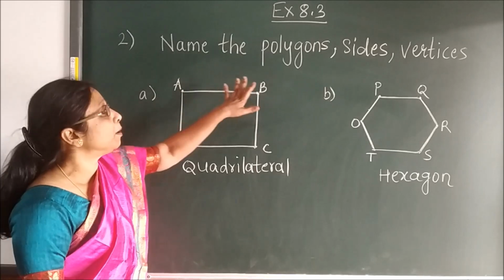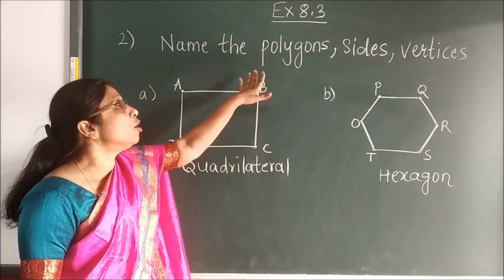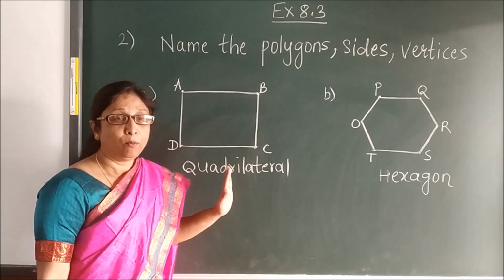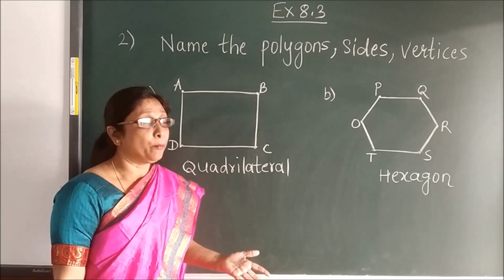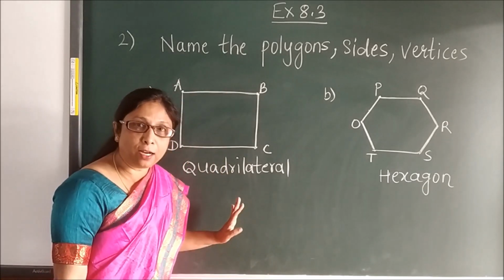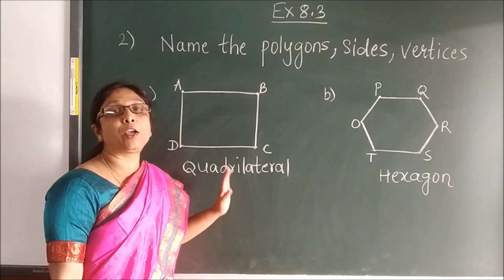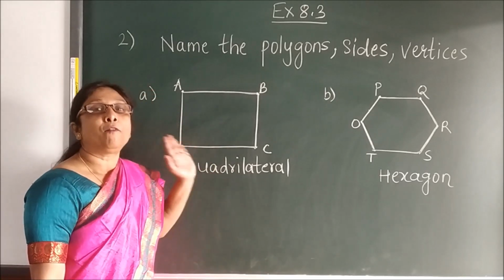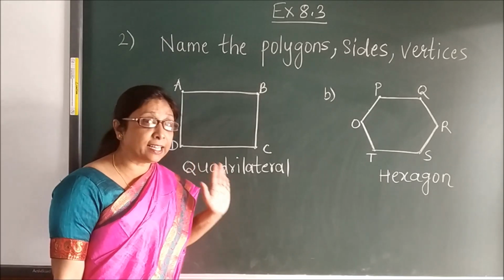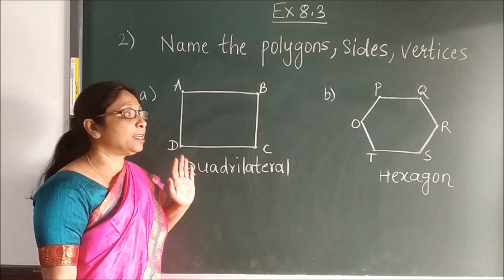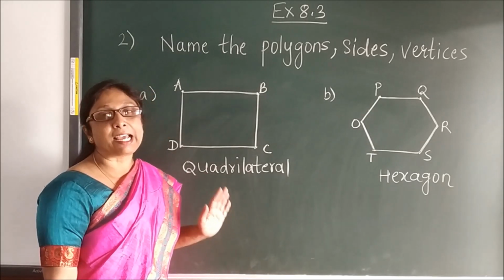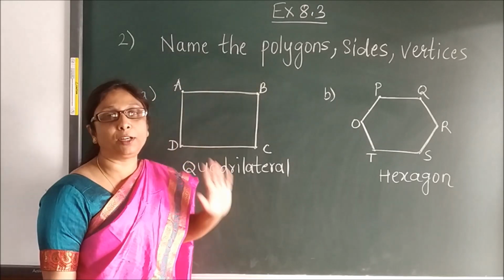Now here, name the polygons. Polygons means figures having different shapes, different sided figures we can say. A polygon with 3 sides we call a triangle. With 4 sides we call it a quadrilateral. 5 sides we call a pentagon. 6 sides we call a hexagon. 8 sides we call an octagon. 9 sides nonagon. 10 sides decagon. These are the names of the polygons.